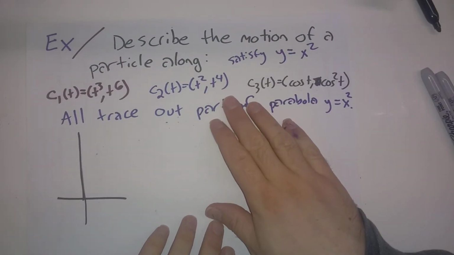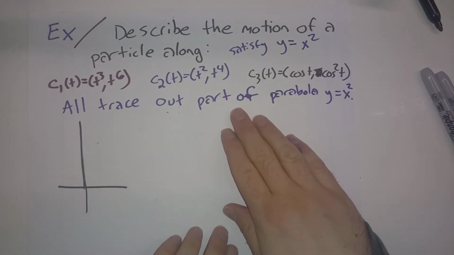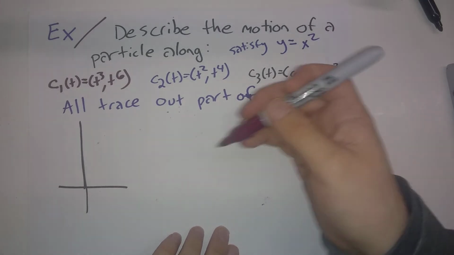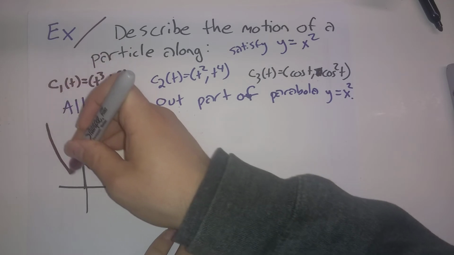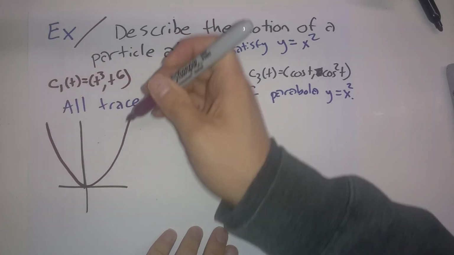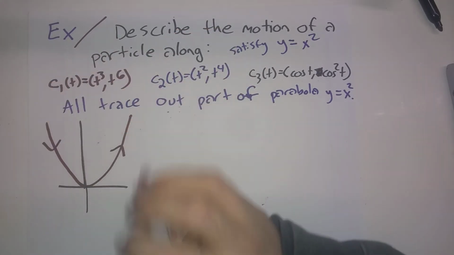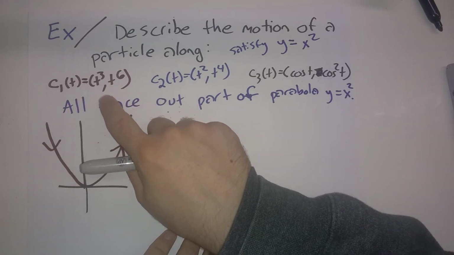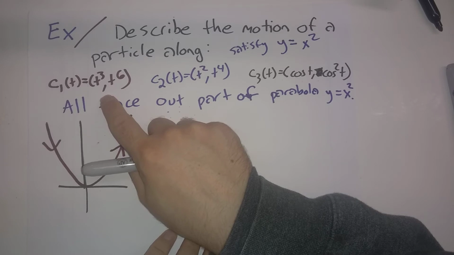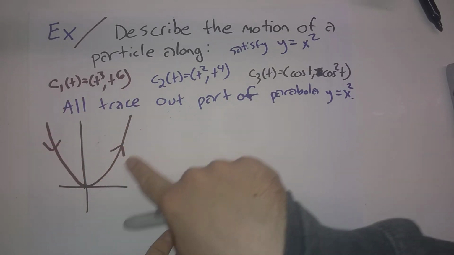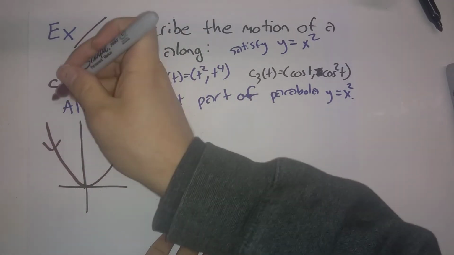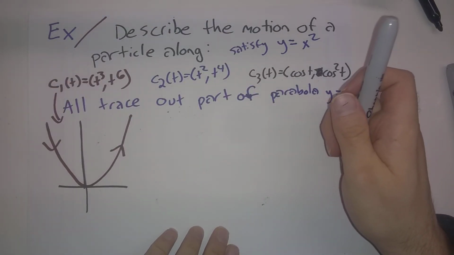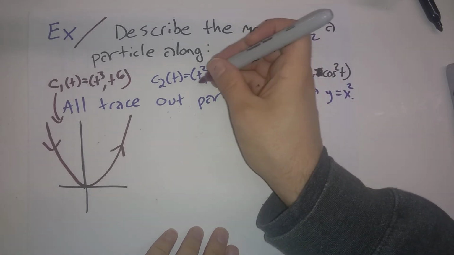So for the first one, c1 of t, as t runs from minus infinity to plus infinity, t cubed also runs from minus infinity to plus infinity. So what this says is that we can achieve all allowable values of x here. And so we are moving from left to right, going through the origin. This one is c1 of t.